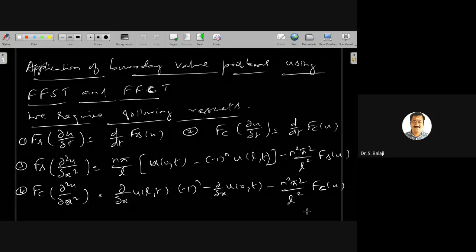That is fixed. Minus n square pi square by L square, but here Fs of u, here Fc of u, Fourier cosine transform. Other than that, you have dou by dou x of u of L, t into minus 1 whole power n, minus dou by dou x of u of 0, t, minus n square pi square by L square Fc of u.